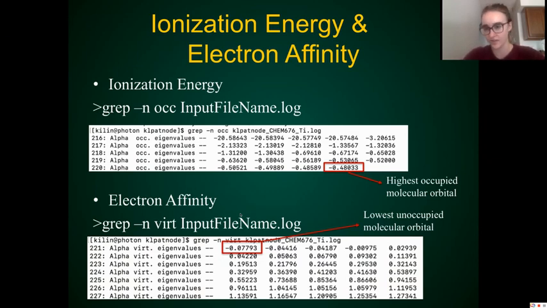And so again, I have the outputs exhibited there. And the very last number from the grep occ command is going to be our highest occupied molecular orbital. So that's the value we'll use going forward for calculations. And then with the electron affinity, or our LUMO, the very first value is the one we'll want to use, as that's the lowest unoccupied molecular orbital.